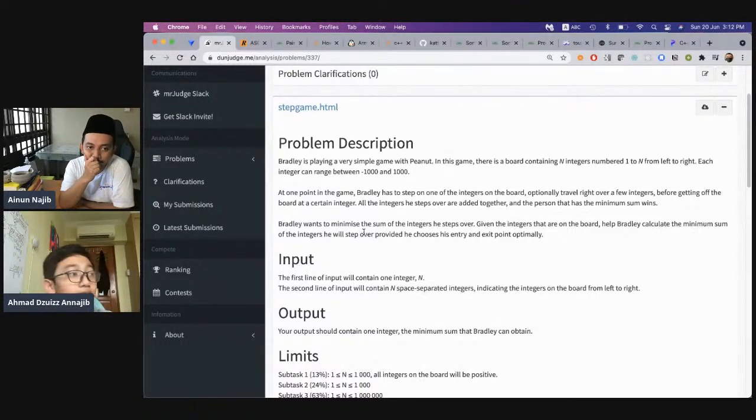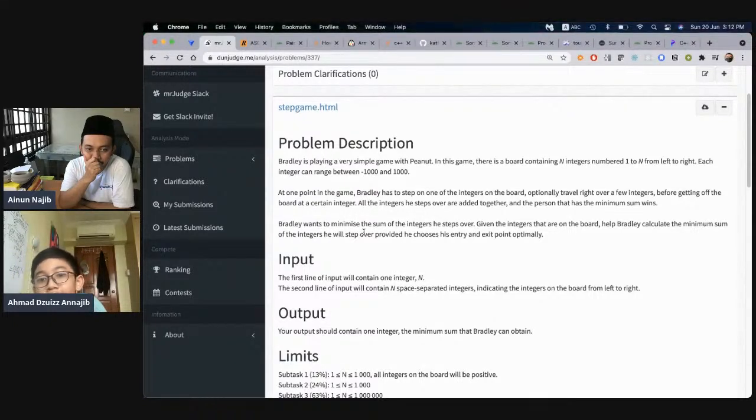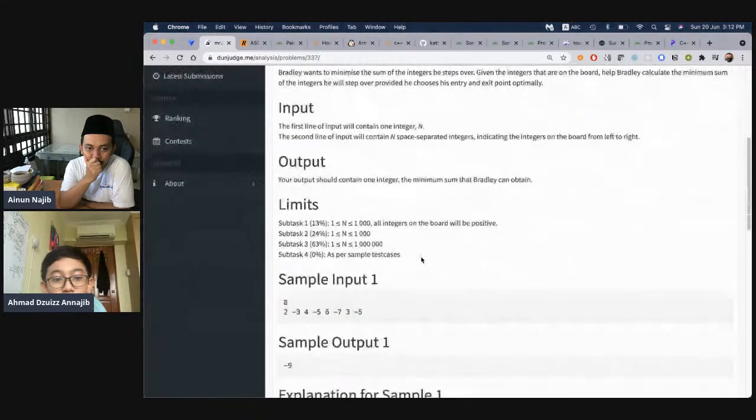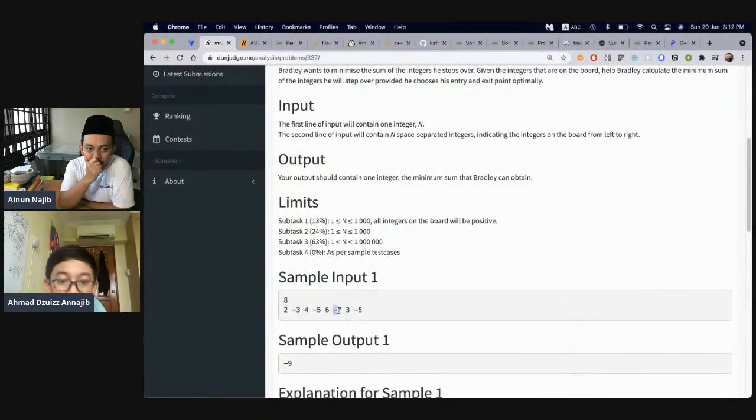Well, there is a board, right? And it has numbers on it. And Bradley has to enter from one of the tiles of the board, which is from one of the integers, and exit from another. Then what is the minimum sum of the integers that Bradley can obtain that she went over? Like this, you go -7 and then 3 and then -5 and then exit. What is that?